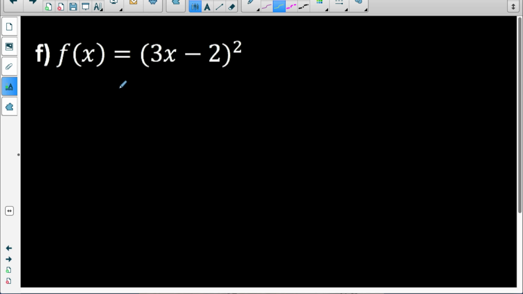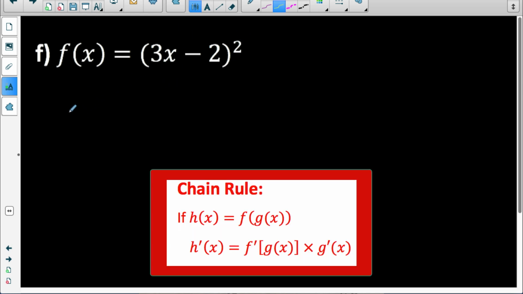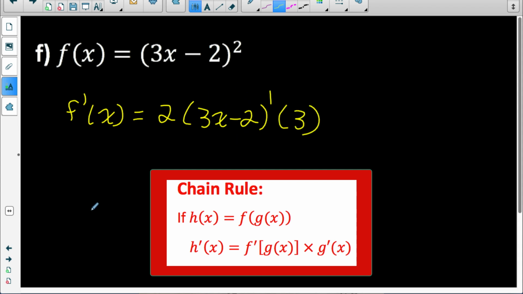Part F. This time I'm going to need chain rule. Right now I have a power of a function. So for chain rule, what I do is I differentiate the outside function with respect to the inside function. So that means bring the exponent down, so 2, keep the base the same, and reduce its exponent by 1. And now that needs to be multiplied by the derivative of the inside function. So the derivative of the base of the power is 3, so multiply it by 3.